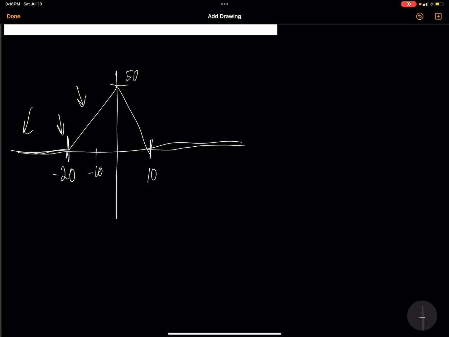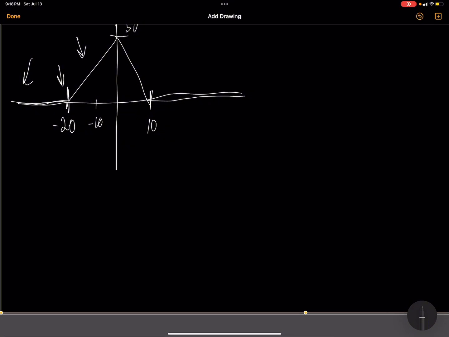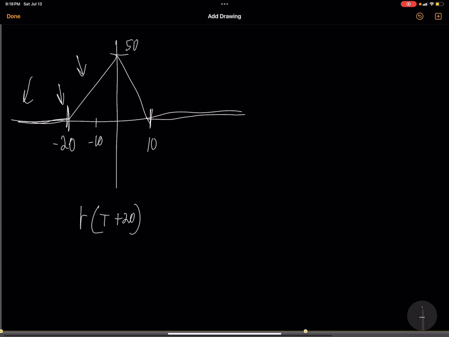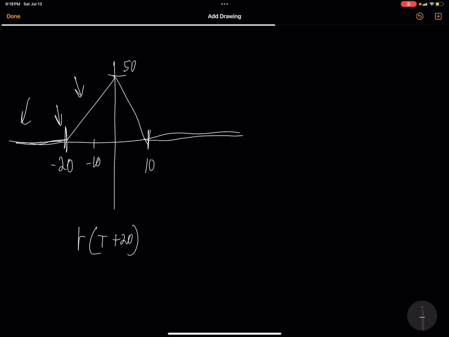So how do we define this slope? Well, the format will be r of t plus 20. This is defining the x-axis where it's placed at. And then in front of this r will be its slope, which goes from 0 on the y-axis to 50. So it's going to be 50 over 20, right? Rise over run. And that will be the slope, which is basically 5 over 2. So that is the initial slope, and that will define the slope as it goes from here all the way to the center axis.